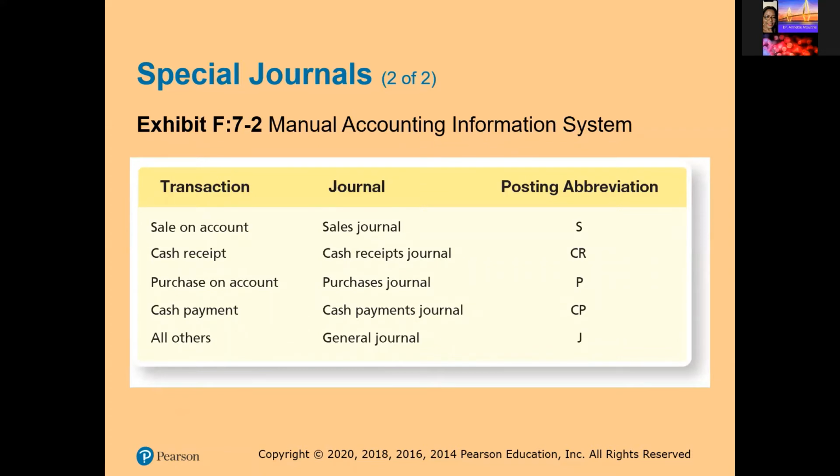The 5 types of transactions, the journal related to each, and the posting abbreviations used in a manual system are summarized here in Exhibit 7-2. Sales on account, the sales journal. Posting abbreviation is S. Cash receipt, the journal is cash receipts journal. The posting abbreviation is CR, and so forth and so on.